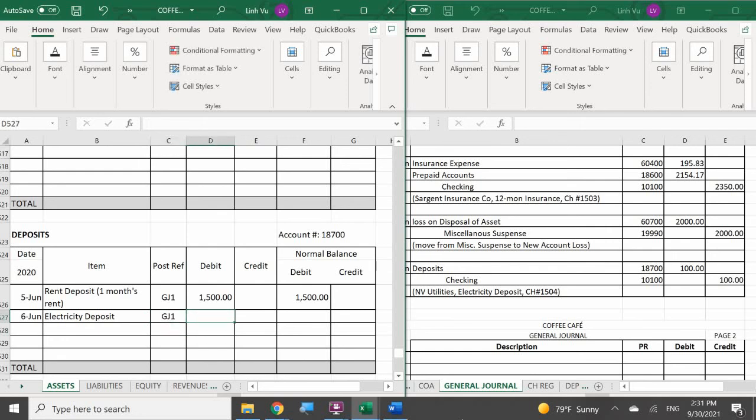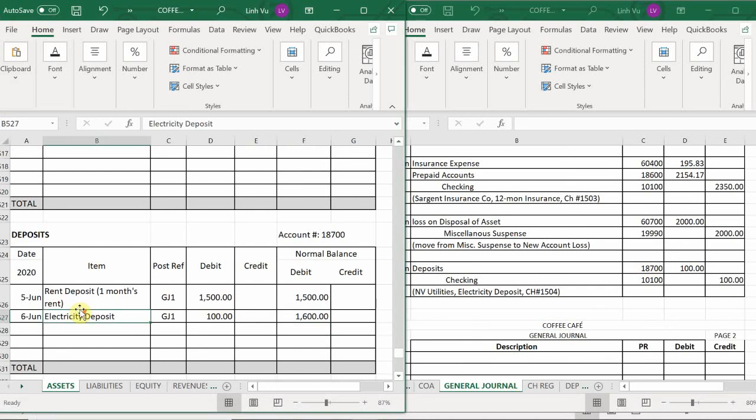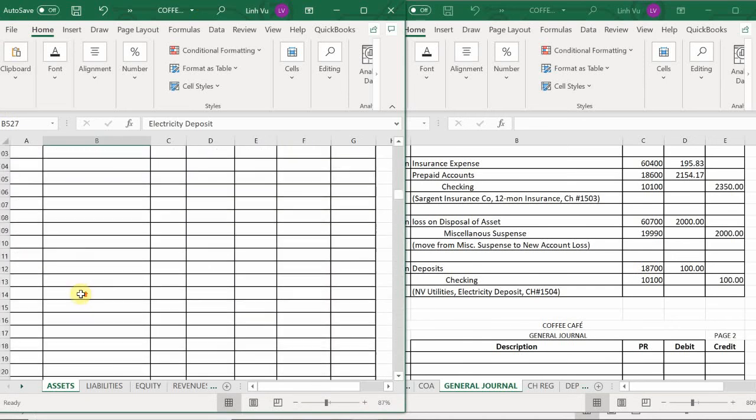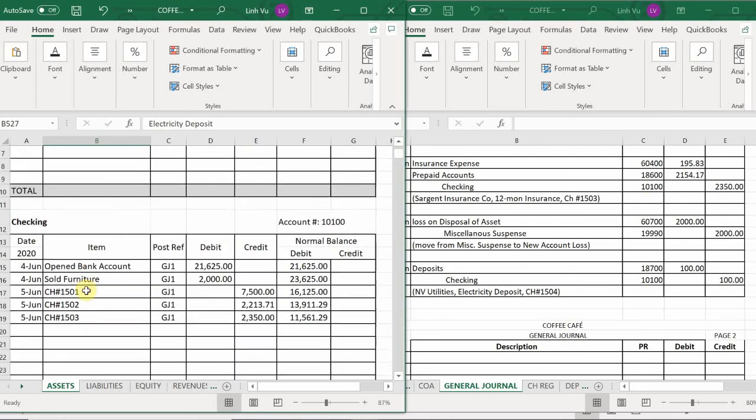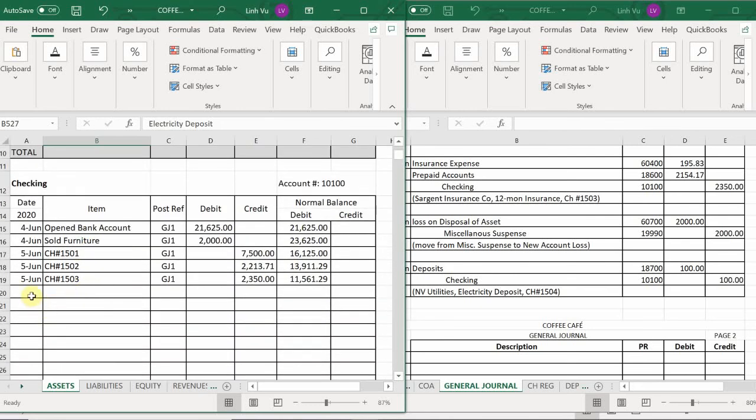This time, because we increased our deposits by $100, what should be my account balance here? $1,600. Okay, good. And of course, we wrote a check out, so we took money away from our checking account. Here we are, checking. On the 6th. Oop, not the 6th of September, the 6th of June. We wrote check number 1504.